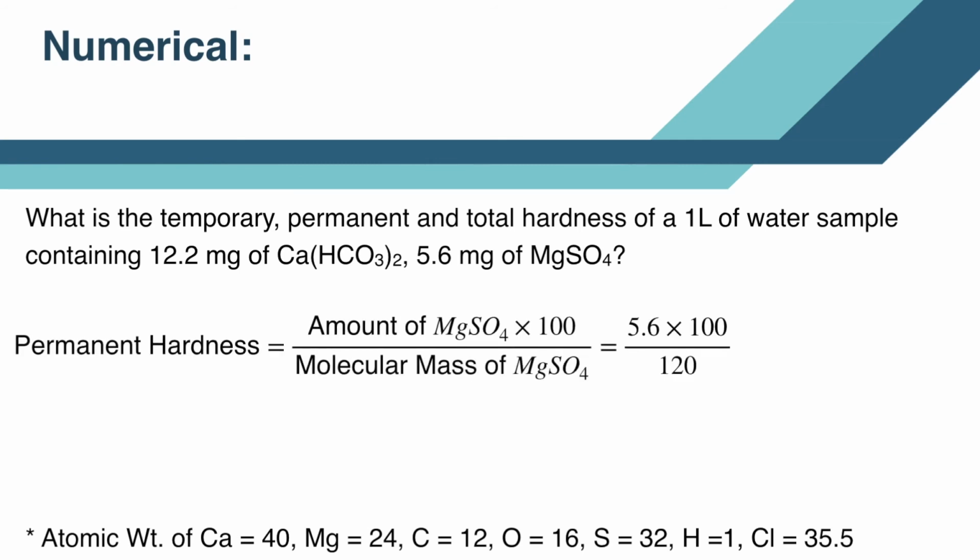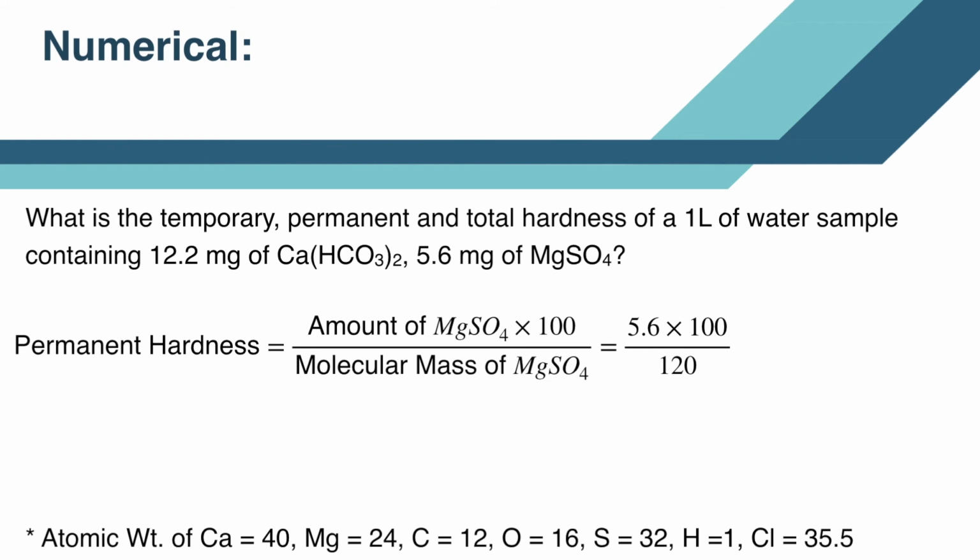Similarly, permanent hardness is coming from magnesium sulfate. You take the amount of magnesium sulfate, 5.6, multiply by 100 divided by the molecular weight of magnesium sulfate. For your convenience, I have given the atomic weights of all the commonly used elements: calcium, magnesium, carbon, oxygen, sulfur, hydrogen, chlorine. To calculate the molecular weight of magnesium sulfate, you simply take the atomic weight of magnesium, the atomic weight of sulfur, and the atomic weight of 4 oxygen. After combining everything, you will get the figure of 120.